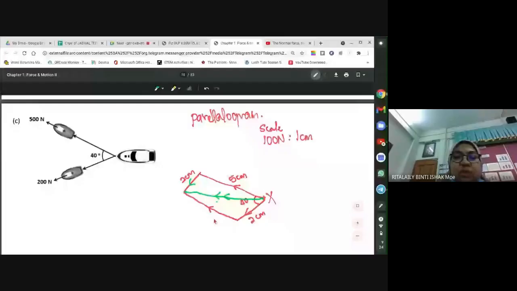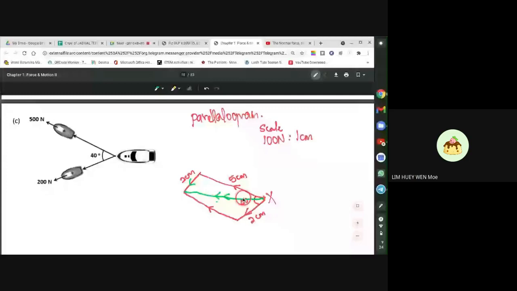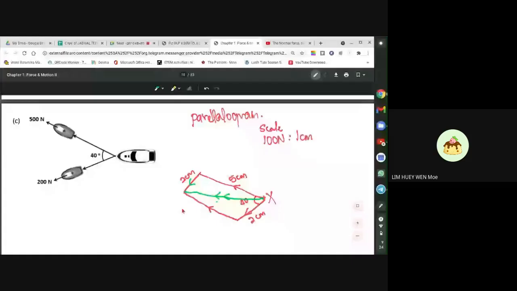Okay, so now we have drawn the parallelogram. So we have the green line as the resultant force. So what is the next step? Calculate the length of the green line and then use the scale of the drawing, which says that our scale is 1 cm equals 100 Newton. So 6.7, which is my resultant force, times 100, so I get 670 Newton.